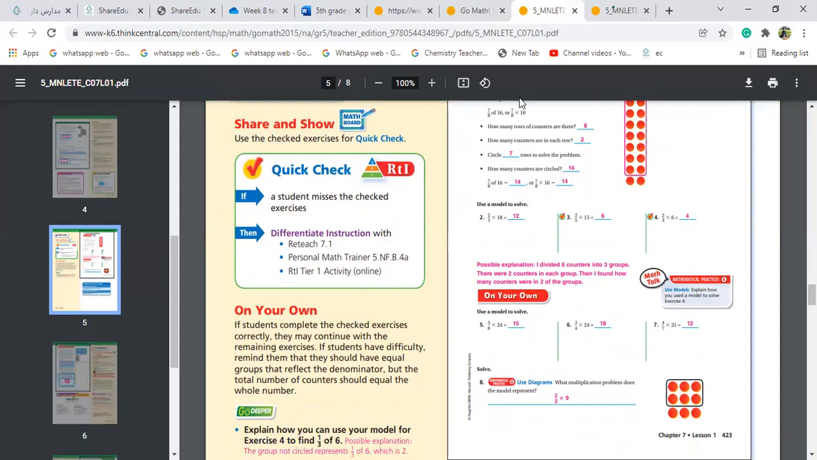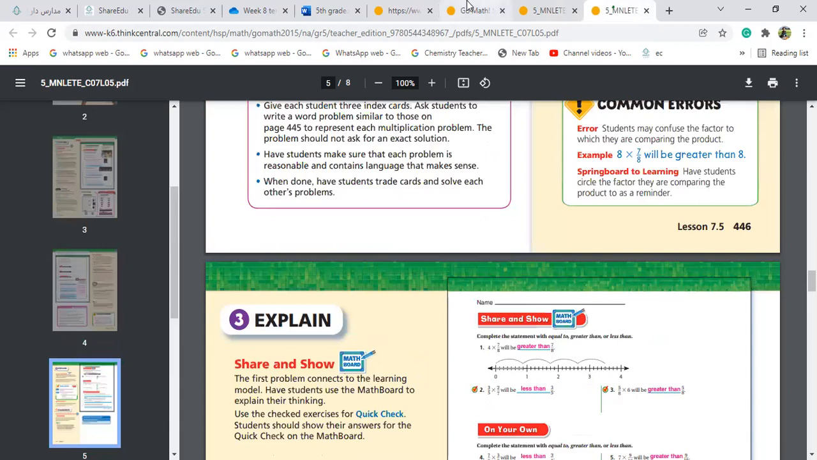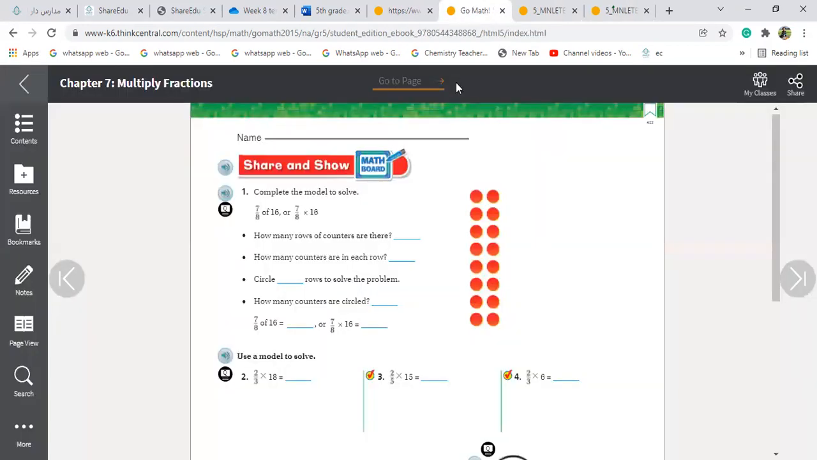Come on, turn to page 423. Everyone, please turn to page 423.